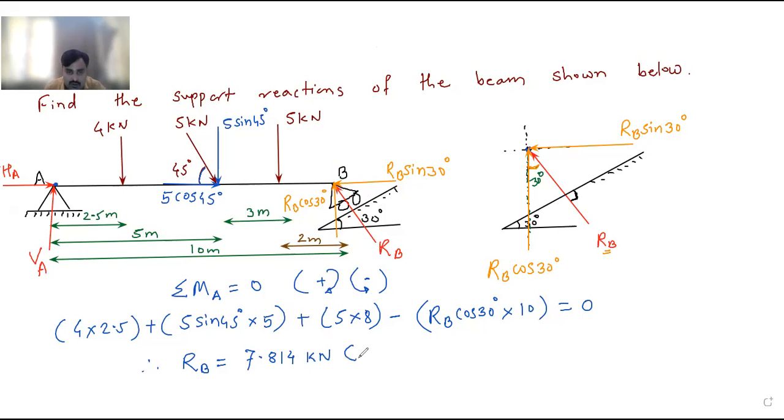So I will show it here in the bracket. This is the direction of RB in this way. It is not vertical and also it is not horizontal, so this direction is correct. Now after calculation of the RB, you can apply summation Fy equal to 0.